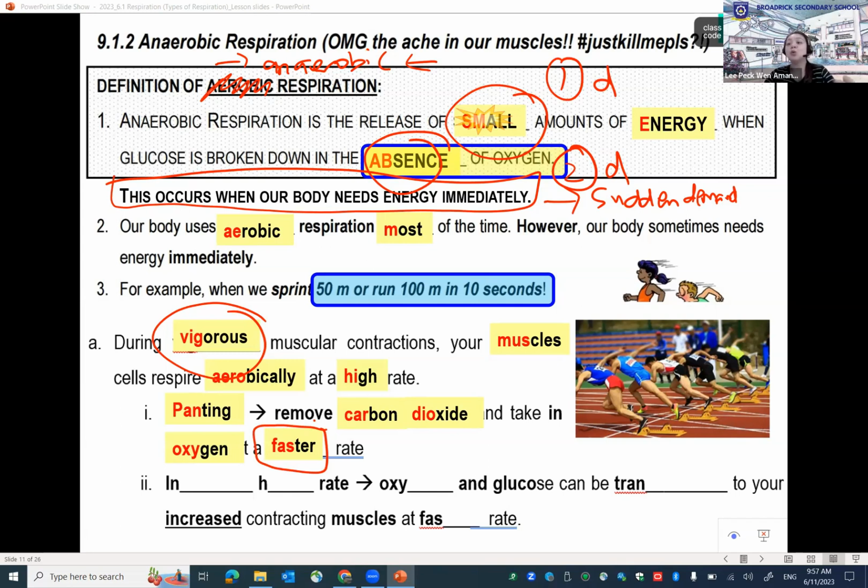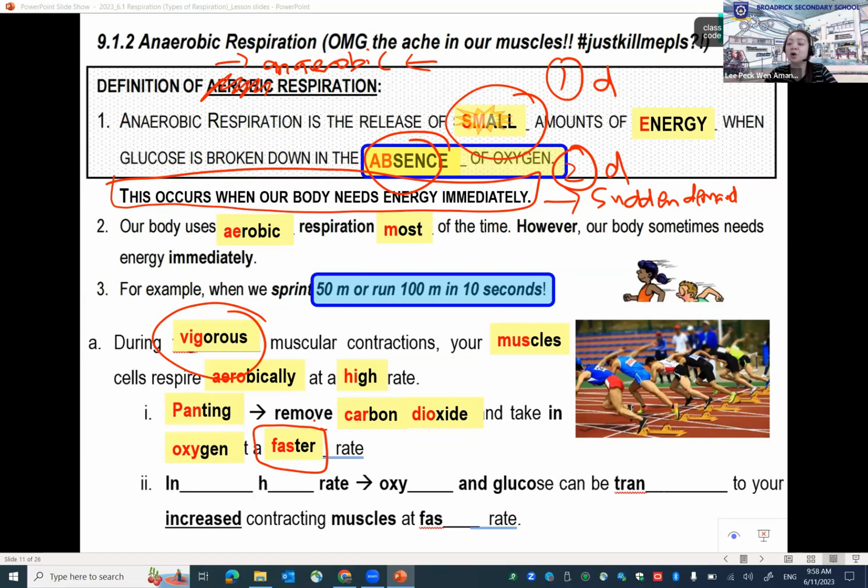Now, normally, you are already respiring aerobically. But when you are exercising, you are respiring aerobically more. So you need to say that you take in oxygen more. You take in oxygen at a faster rate. You must make the comparison to normal condition.